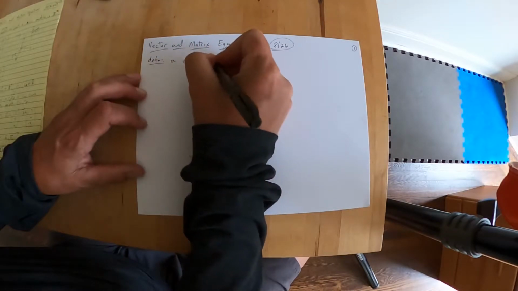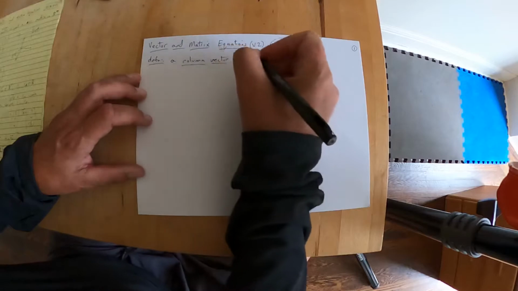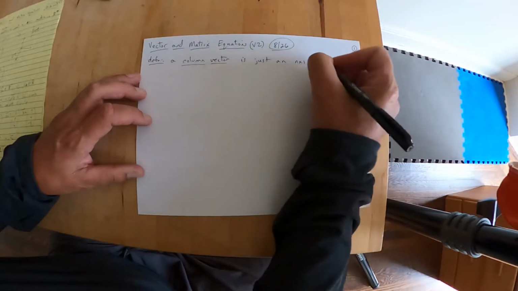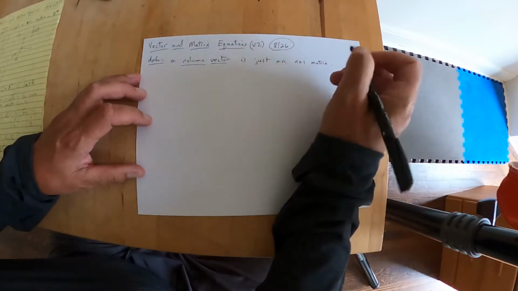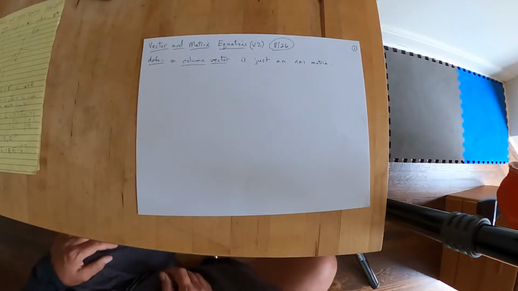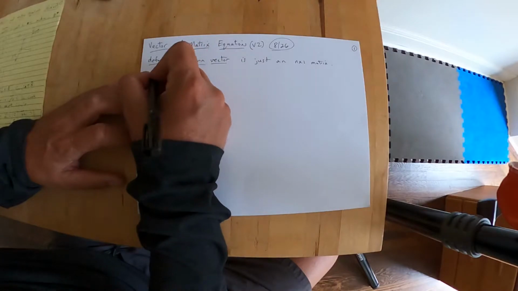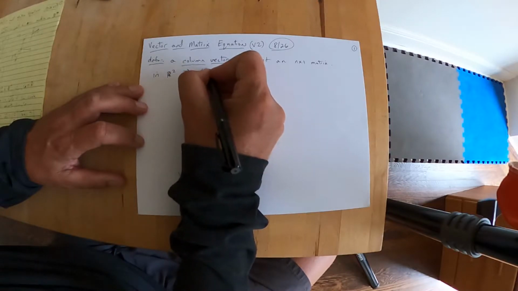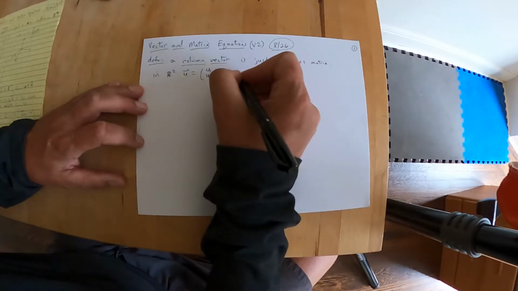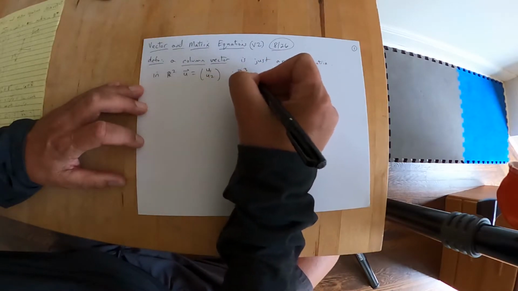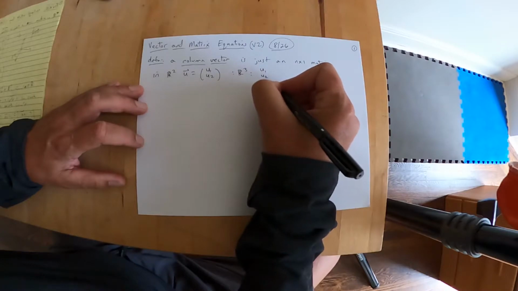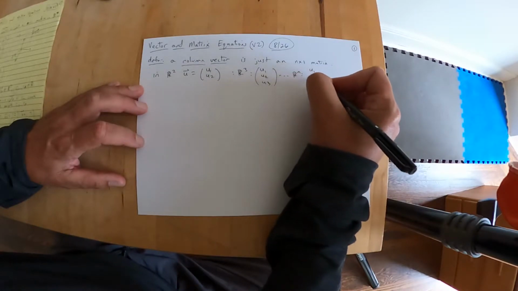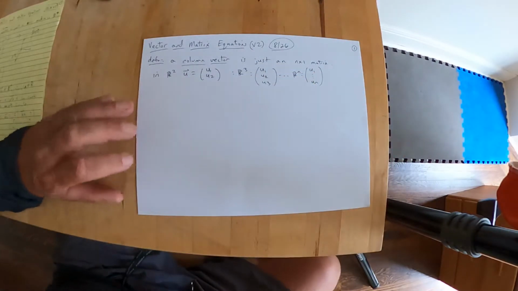A column vector is just an n×1 matrix. So all these years you've been working with vectors, you've actually been doing matrix algebra. It's just a very specific kind. So in R2, a vector u in column form would be u1, u2. In R3, it would be u1, u2, u3. And in Rn, n space, it would be u1 down to un.